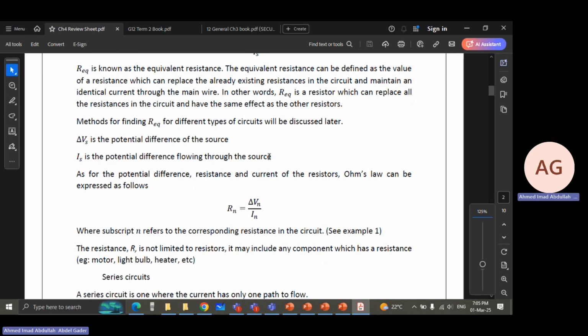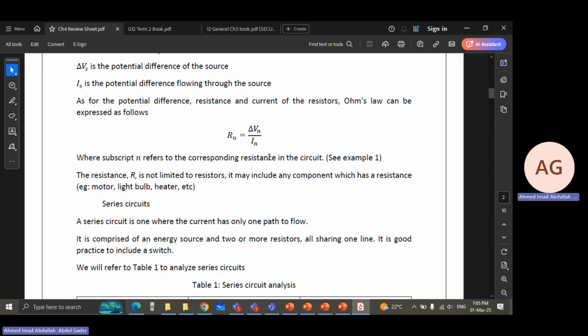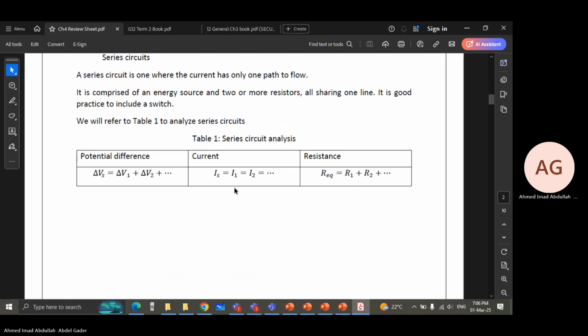So that's Ohm's law. And lastly, the third variant of Ohm's law is this variant, Rn equals delta Vn over In. This N corresponds to the resistor number in the circuit. So for instance, if you want to find the potential difference across resistor 3, then you would plug in R3 equals delta V3 over I3.